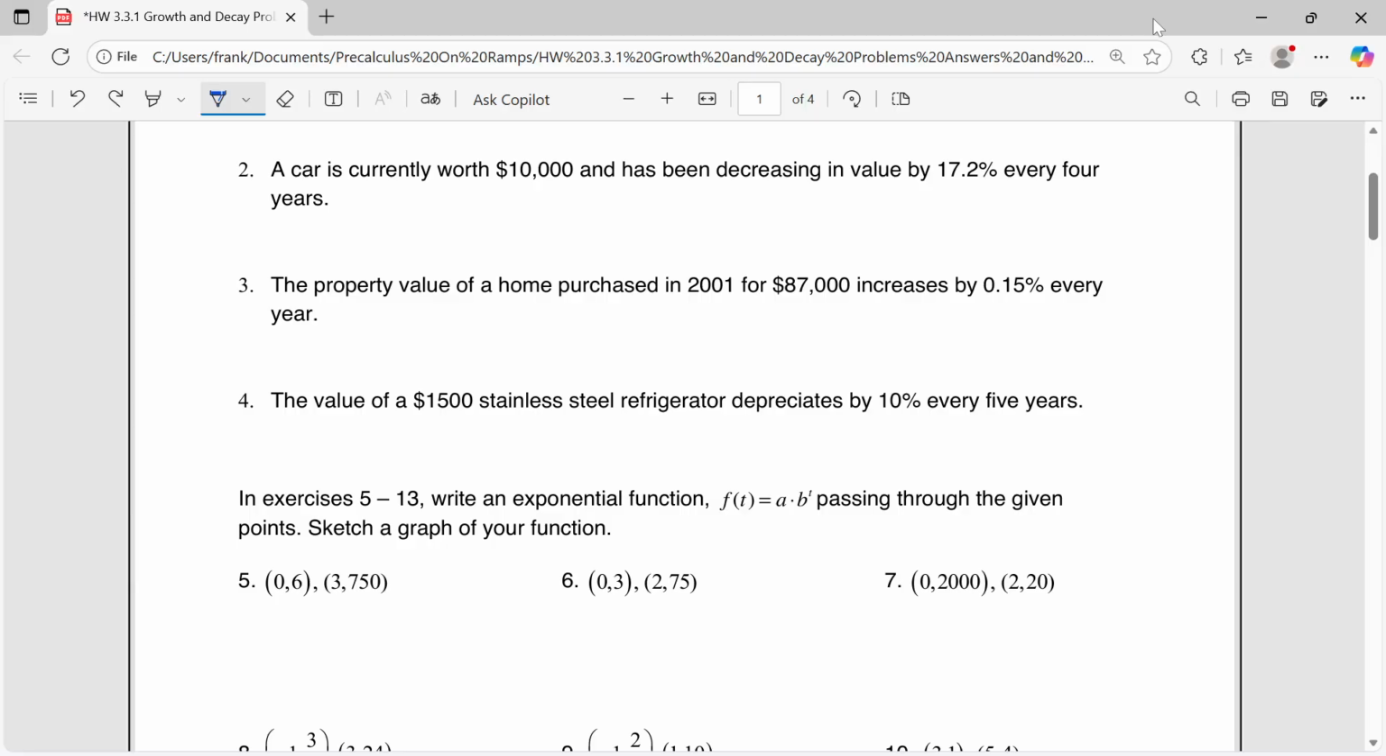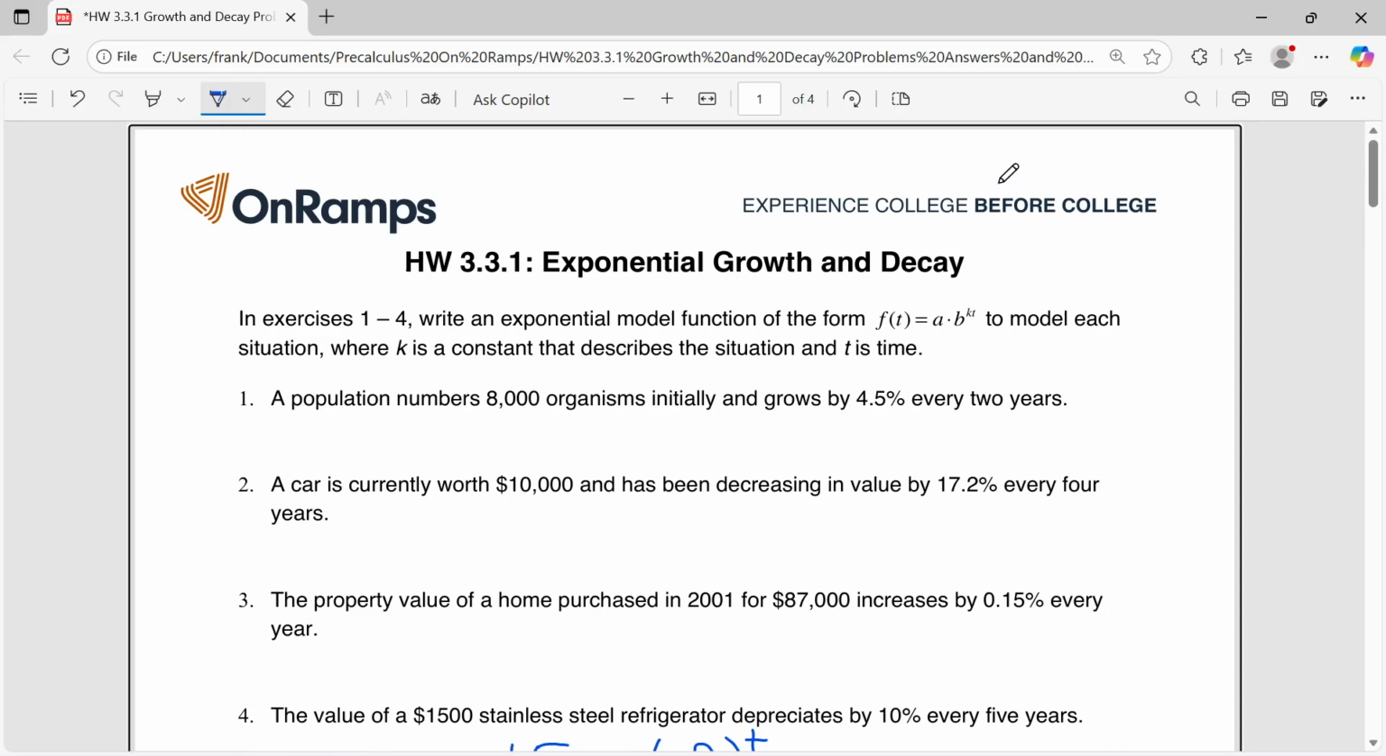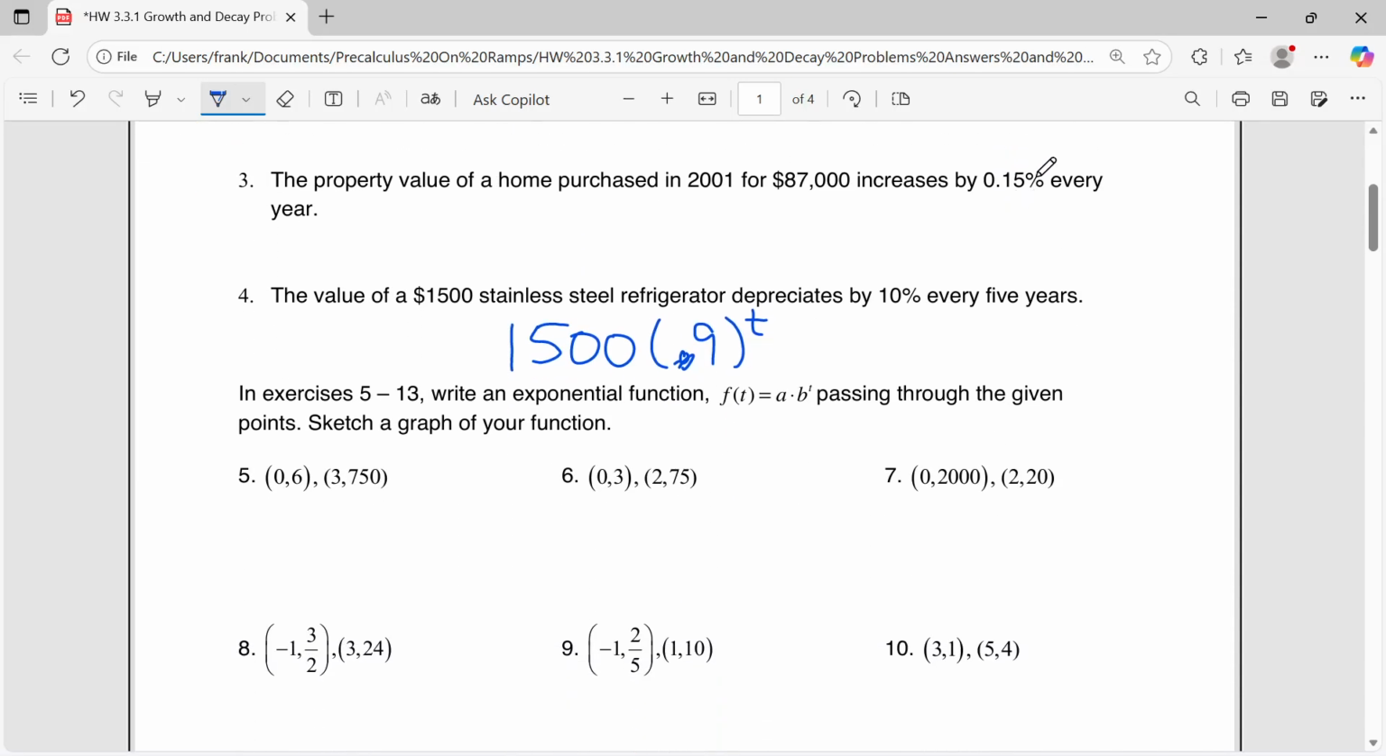So this is going to be 1,500 times 1 minus 10% divided by 100, 1 minus 0.10, which is 0.9. And then it's going to be t, and the k value, because remember what this is, a times b to the kt. K is once every 5 years, so 1 over 5. So 1 over 5 times t is t over 5. And so that's the function for number 4.